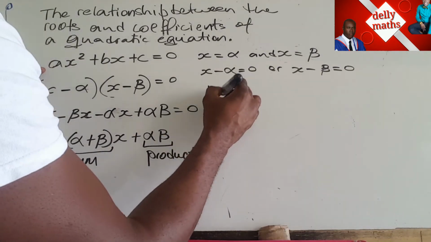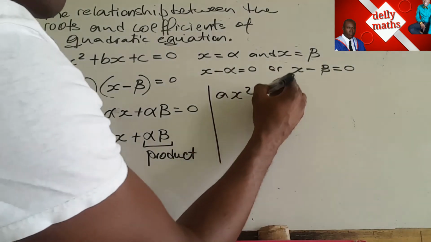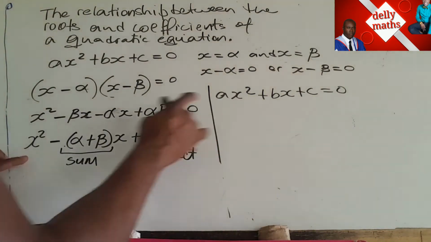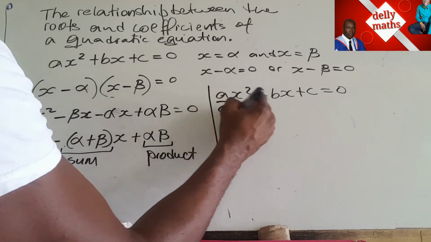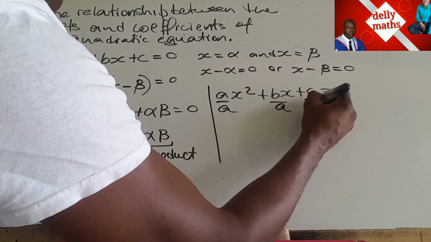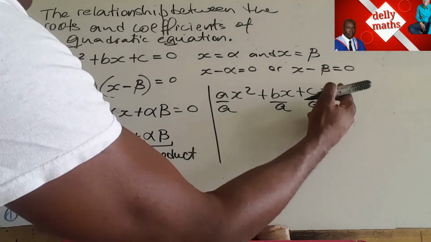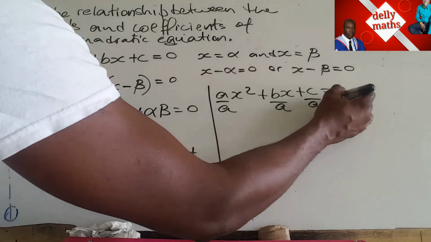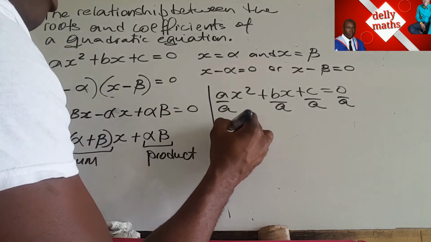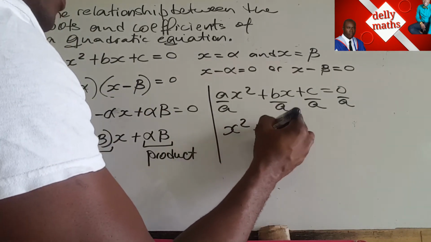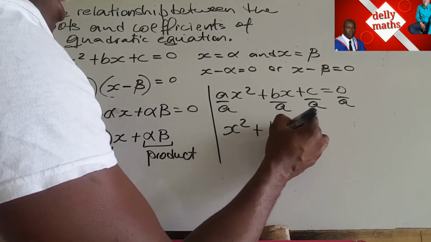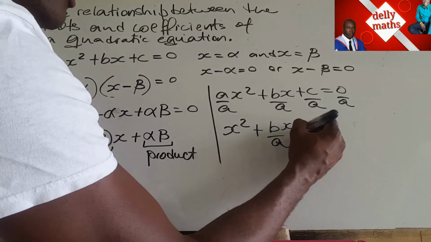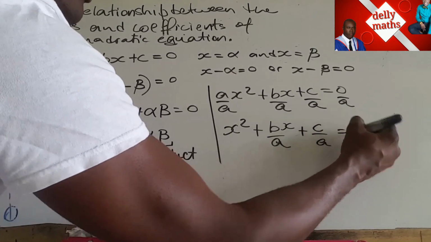So let us say we have ax squared plus bx plus c equals 0. If I want to get my x squared like x squared, I'll divide everything by a, divide by a, divide by a, and then divide this by a, it's still going to be 0. So we have x squared plus bx over a, and then what we have here is plus c over a, still equal to 0.